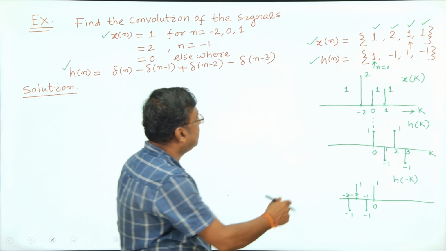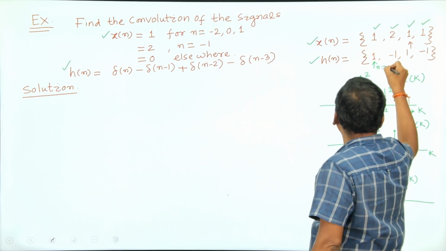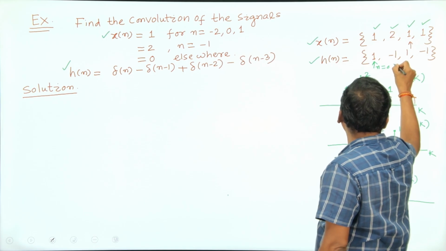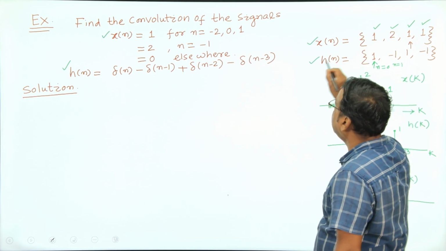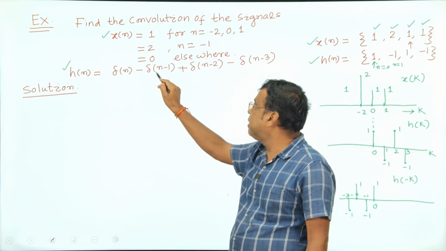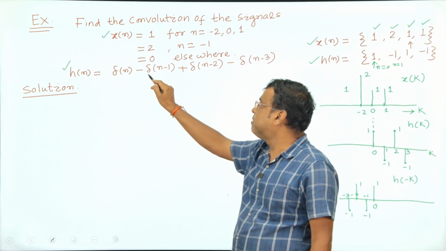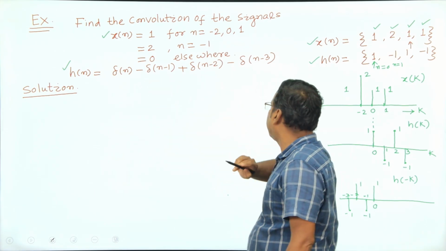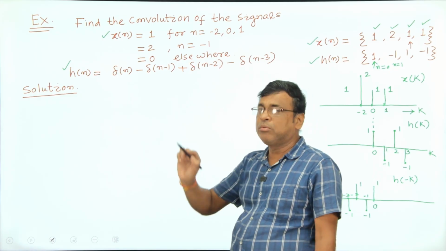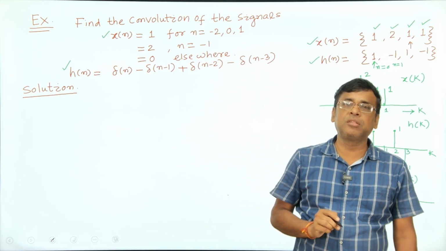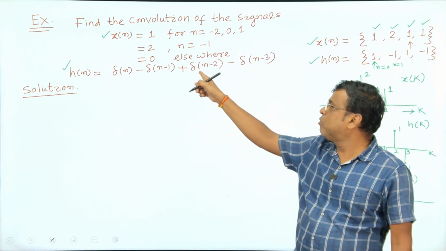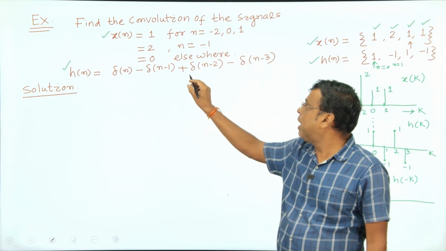If this is n equal to 0, the next sample is n equal to 1. For n equal to 1 the coefficient is minus 1, which indicates that the impulse exists and the value will be minus 1. Similarly, for del of n minus 2, what does it mean? For n minus 2 equal to 0, n equal to 2. For n equal to 2 the impulse exists, the sample exists, and the coefficient is 1.